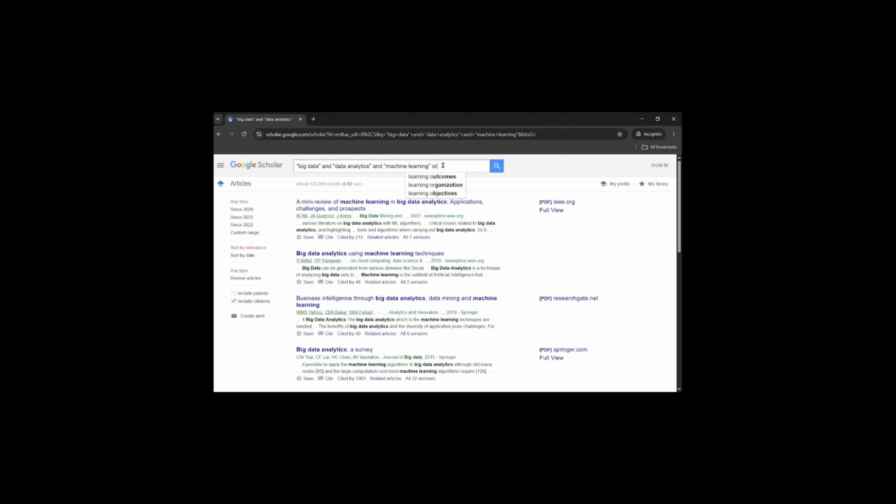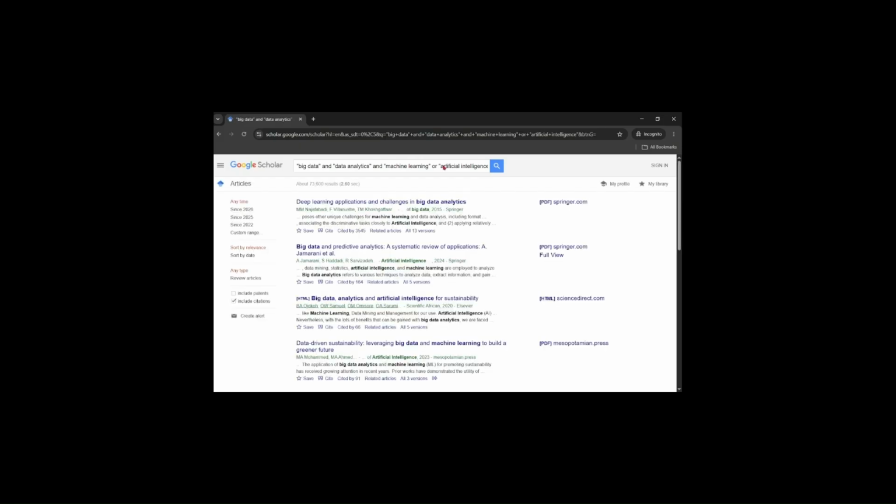Finally, we can use OR together with our two AND operators. Our search can become big data AND data analytics AND machine learning OR artificial intelligence. We are still using the two ANDs to keep the search focused on big data and data analytics. However, we are now using OR between machine learning and artificial intelligence. OR allows either of these related concepts to appear in the results.